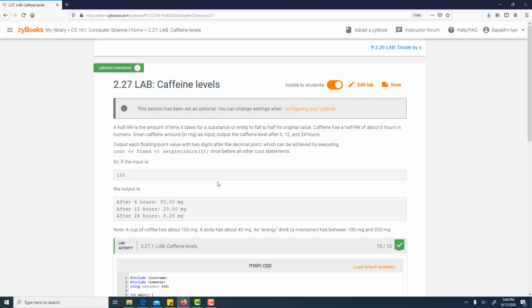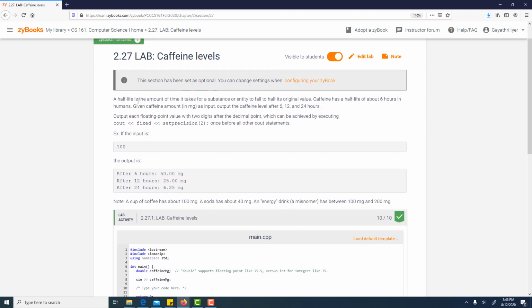If you look at this, let's read our problem statement. It says a half-life is the amount of time it takes for a substance or entity to fall to half its original value. Caffeine has a half-life of about 6 hours. So every 6 hours, the value goes down by half, right? Given caffeine amount in milligrams as input, output the caffeine level after six hours. After six hours, it's gone by half. After 12 hours, that means two sixes, so you divide by four. And after 24 hours, that means four sixes, right? So you divide by the appropriate number, which could be 16, depending on how you do it.